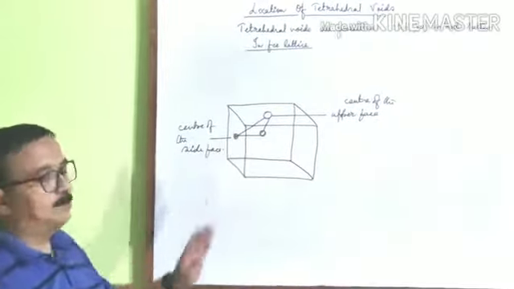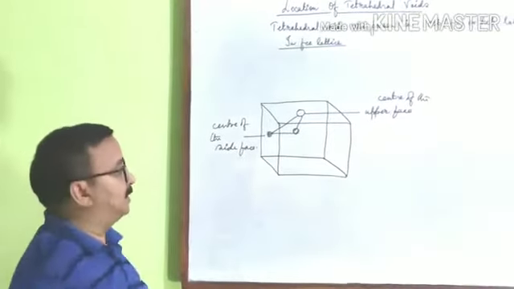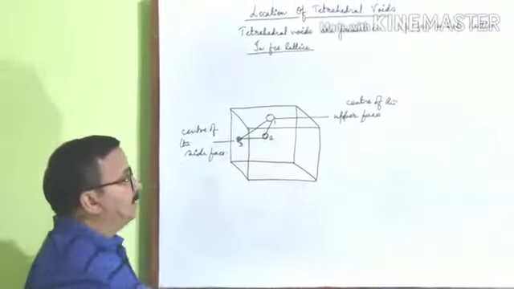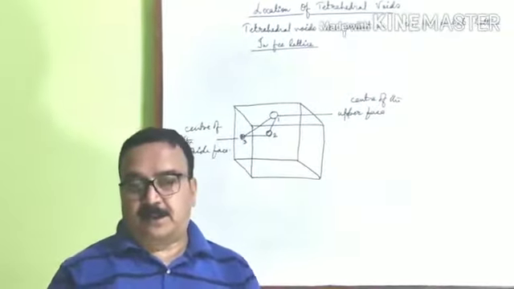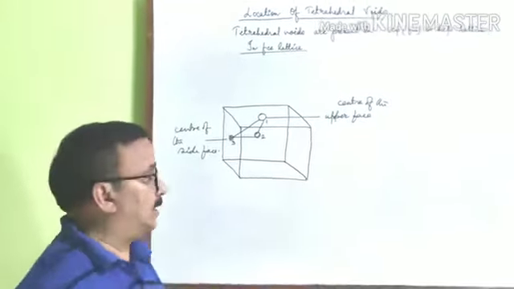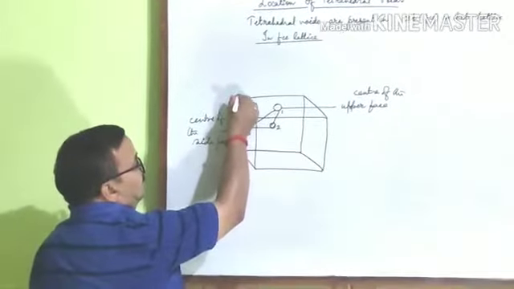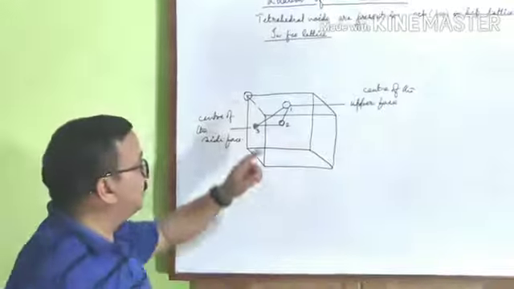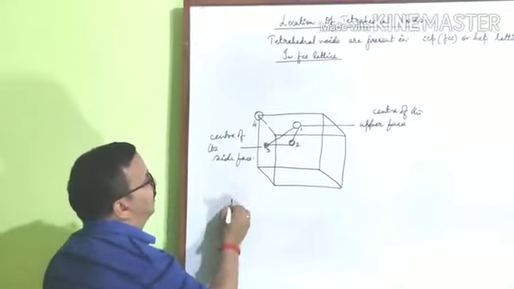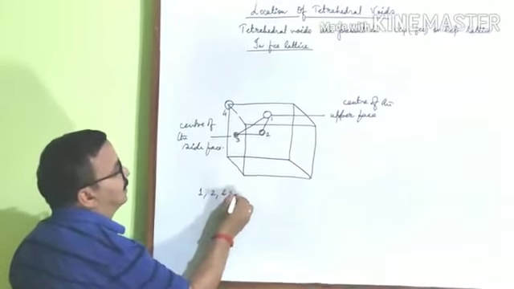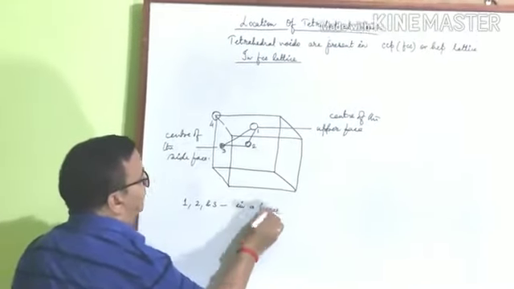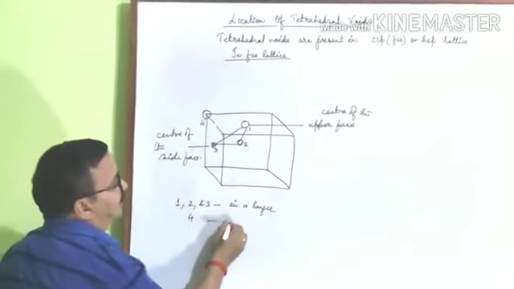If we join these three spheres, a triangular base is formed. If we number them 1, 2, 3, then these three spheres form a layer. These three spheres are present in one layer. One sphere is present at the corner, and this sphere belongs to the second layer. Suppose it is 4. So spheres 1, 2 and 3 are present in a layer, and sphere number 4 is present in another layer.